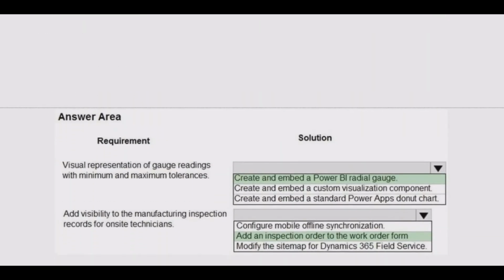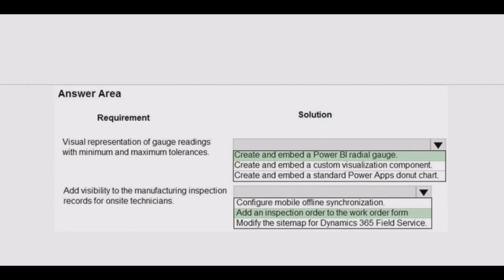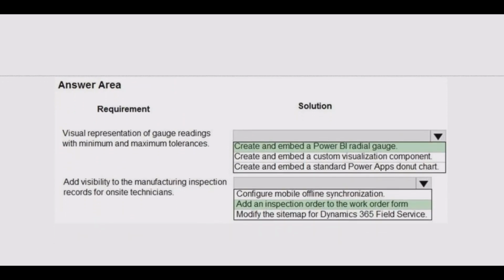Now look for the correct answer. The correct answer for the requirement, visual representation of gauge readings with minimum and maximum tolerances, is create and embed a Power BI radial gauge. And the answer for the requirement, add visibility to the manufacturing inspection records for on-site technician, is add an inspection order to the work order form.